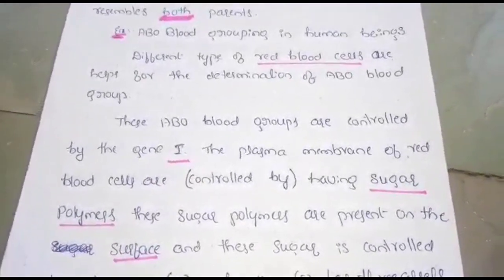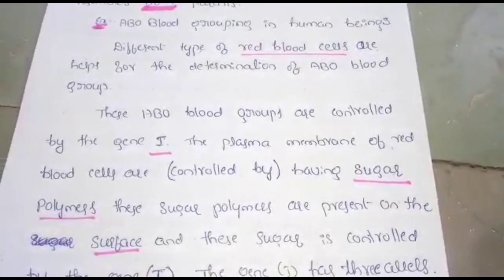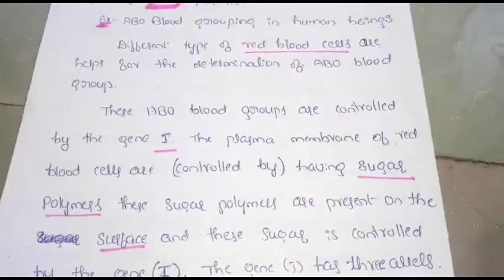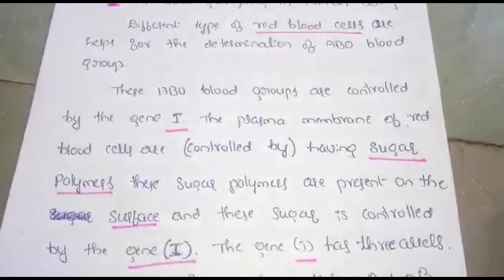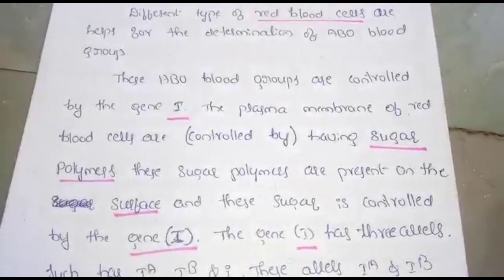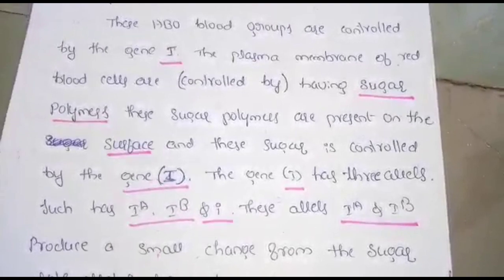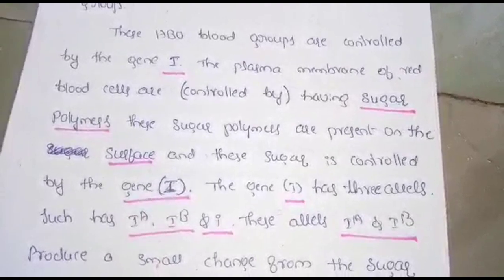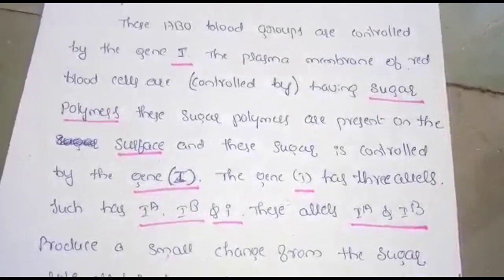Such a gene is represented by the letter I. The plasma membrane of the red blood cells has sugar polymers, that is, sugar molecules, mainly present on the surface of the cell, and this sugar is controlled by the gene I. The gene I has three alleles: capital IA, capital IB, and small i. Capital IA and capital IB are dominant, and small i is recessive.